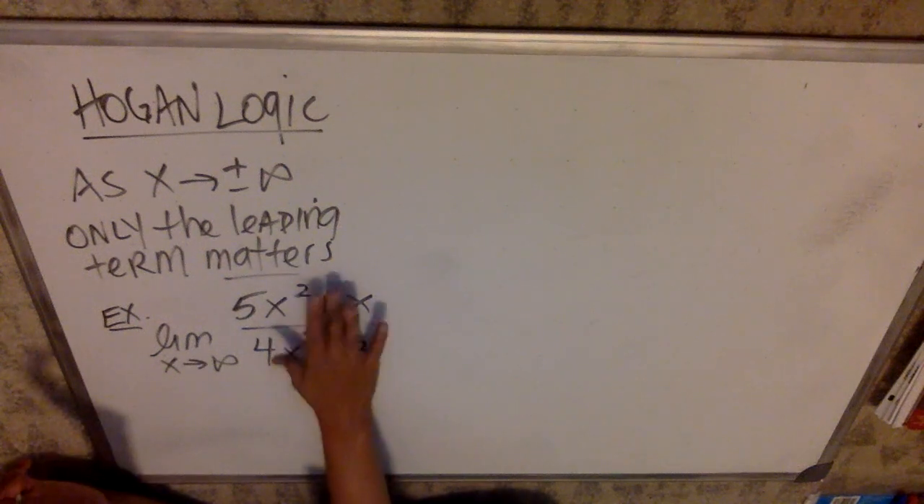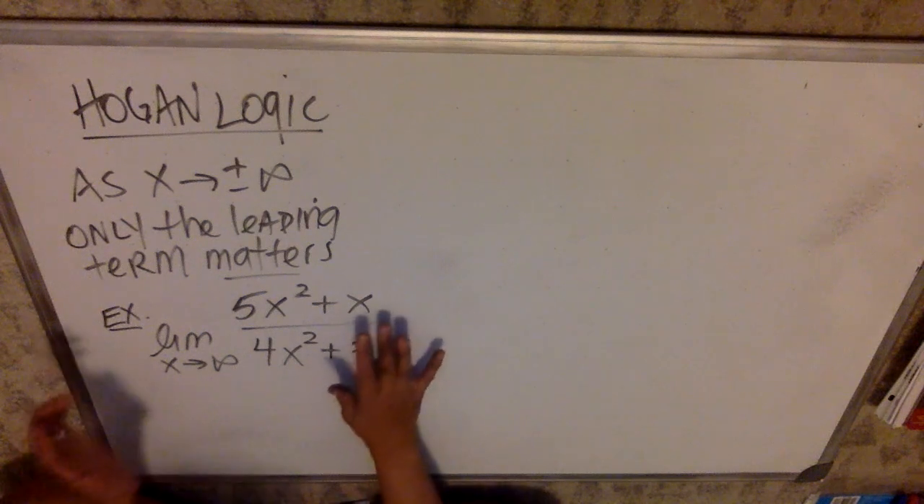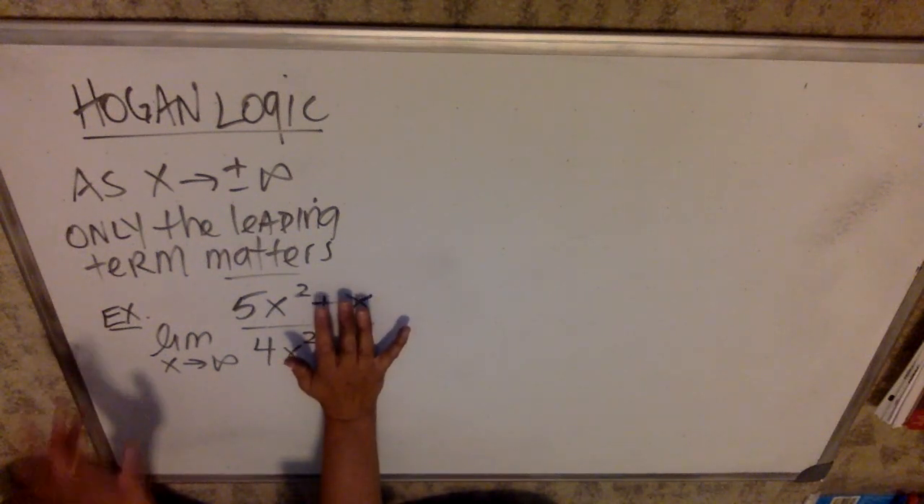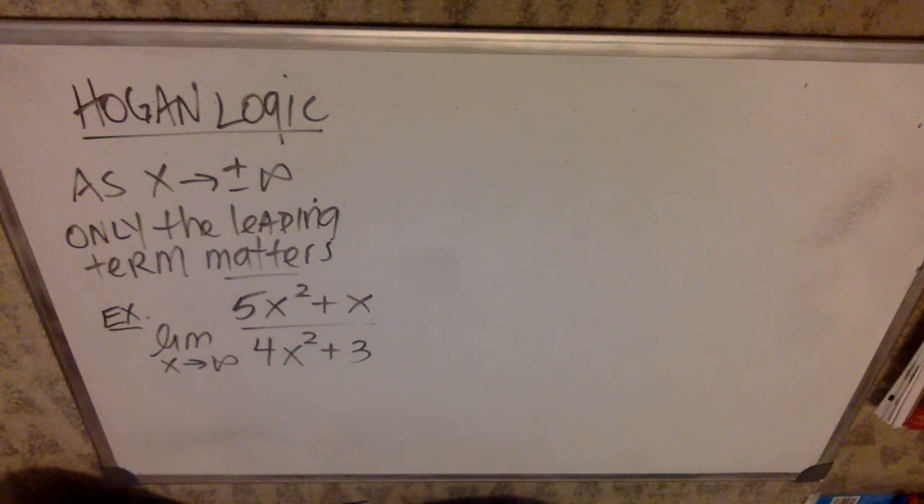These numbers aren't going to matter as x values get really, really big. They're just not going to matter. So essentially, the logic with infinities is as the x's get infinitely large or infinitely negative, right? Infinitely large positive or infinitely large negatively, you just really don't have to pay attention to the other terms. You only care about the leading coefficient.